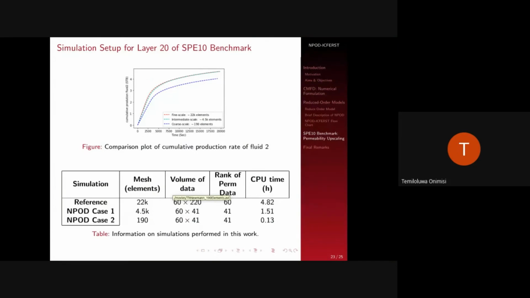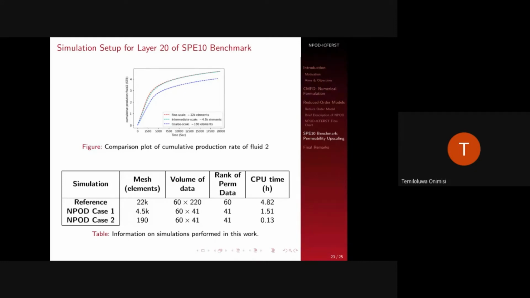Okay, so to show a comparison plot from the output, because we've seen the simulations for the fine case, the reference case, and the coarse case. So this is a plot comparing the production rates of fluid 2. Now we see the fine scale, which has 22,000 elements, and the high fidelity data was used, comparing it with the intermediate scale, which has approximately 4,500 elements. Here, the low fidelity data was used.